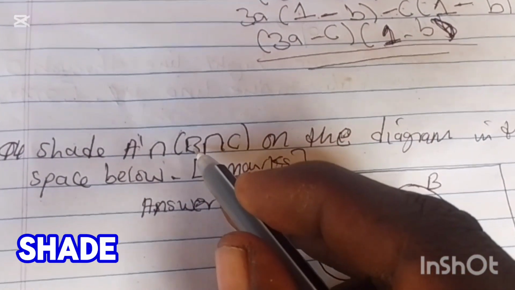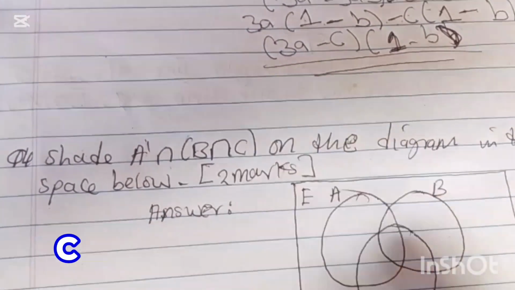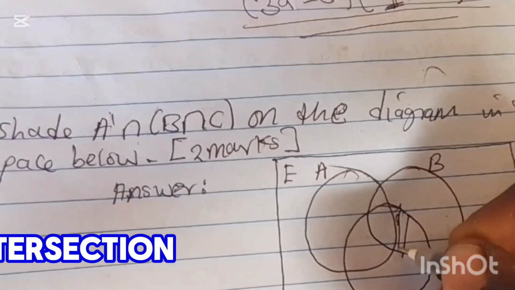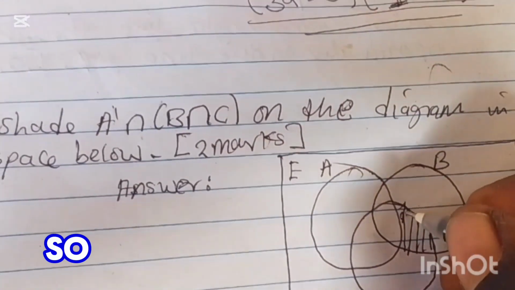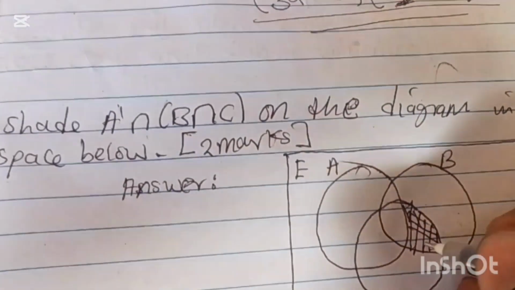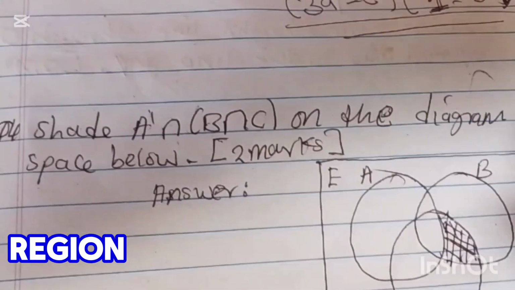So we're going to shade the region B intersection C. B intersection C is here. So this is B intersection C. This is the region we have shaded. So this is the answer.